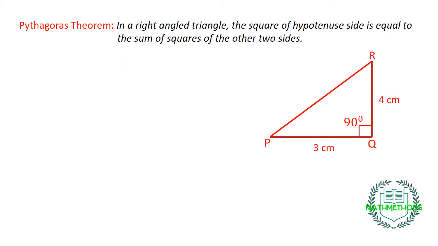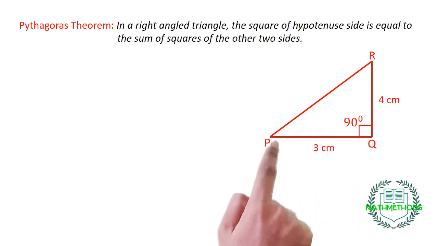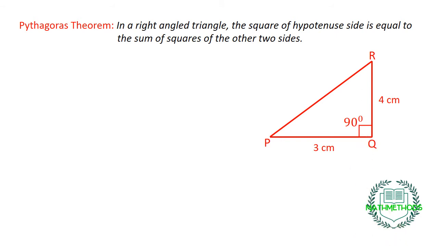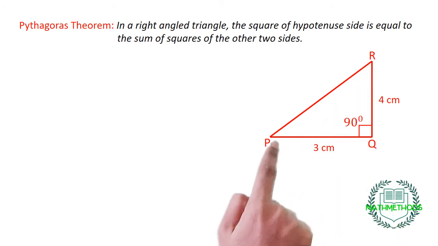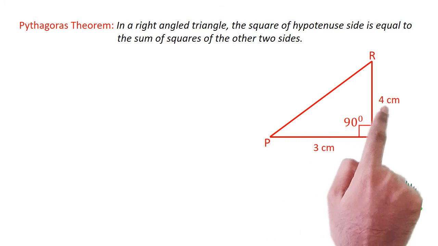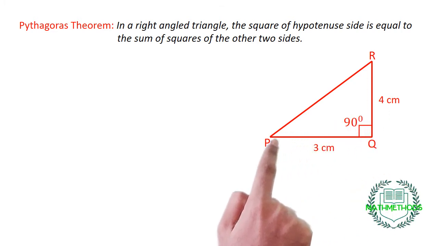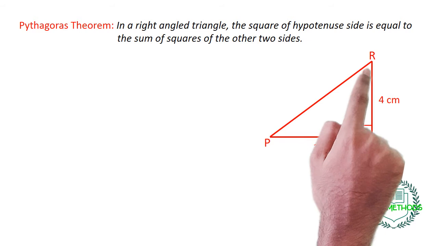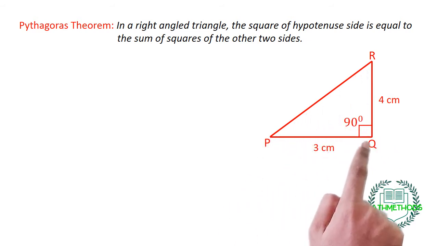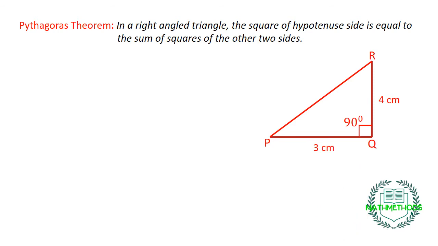Given triangle PQR right angled at Q. PQ equals 3 cm, QR equals 4 cm. Find PR. We are given PQ equals 3 cm, QR equals 4 cm, and we are required to find the length of PR. Side PR is opposite to angle Q, which is a right angle. That means PR is the hypotenuse.